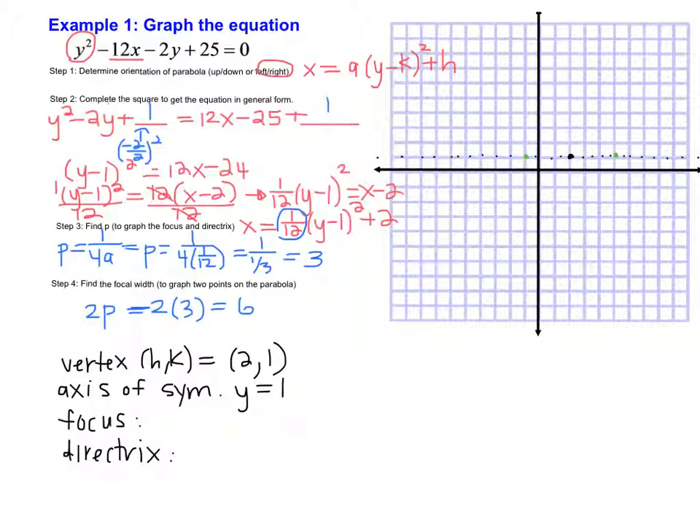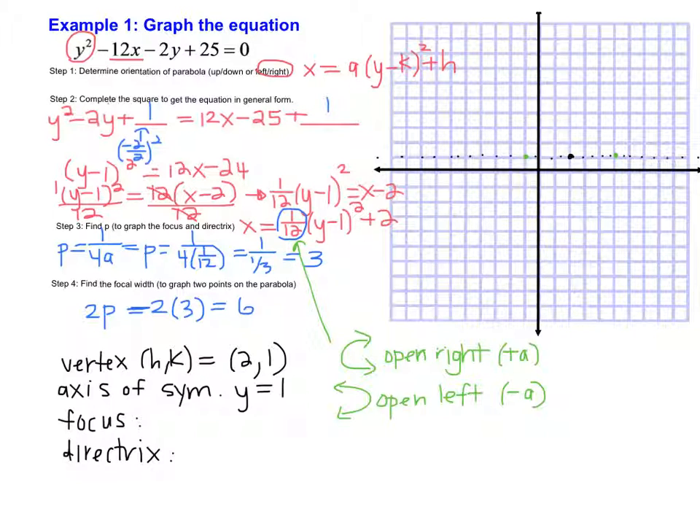But which one is the focus and which one is the directrix? Well, that depends on the direction that the parabola is facing. So, since I know that this a value is positive, this is going to open to the right. Open right. If a was negative, we would open left. So if this is the case, I know that the focus is the point to the right and the directrix is the line to the left, which I kind of missed. Let me redo that. So there's my directrix and my focus.